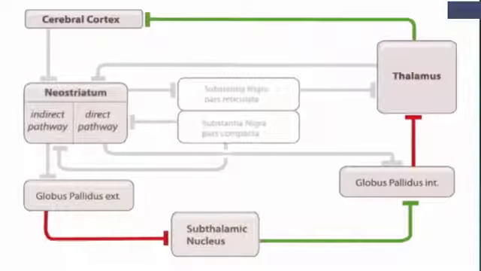The striatum sends an inhibitory signal to the external globus pallidus. This is disinhibitory. It's like a double negative. If you inhibit the inhibitor of an inhibitor, the overall result is inhibition.